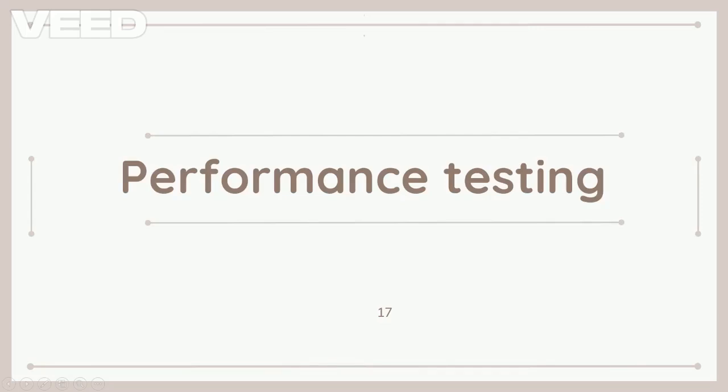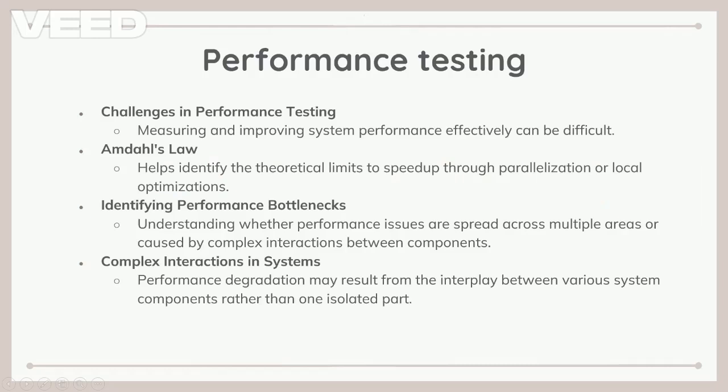In performance testing, we face several challenges that make it difficult to measure and improve system performance effectively. One key question is determining how much improvement is possible. Tools like Amdahl's law help identify limits to speedup from parallelization and local optimizations. Another challenge is identifying whether slowdowns are isolated to specific parts of the system or caused by complex interactions. Reliable measurements can also be tricky due to factors like inconsistencies, system load, just-in-time compilation, or unintuitive testing tools.